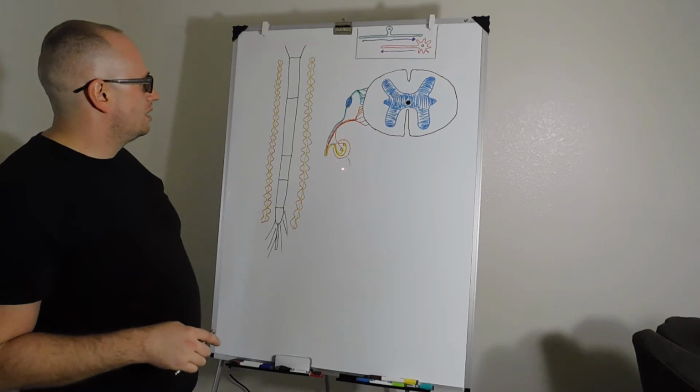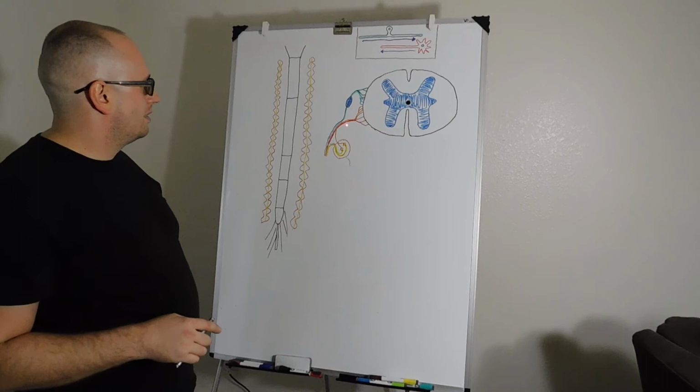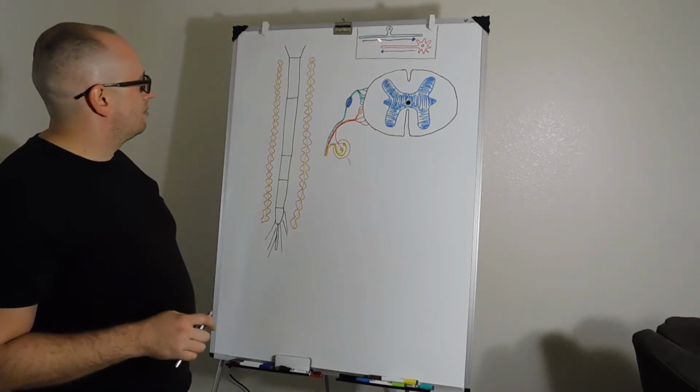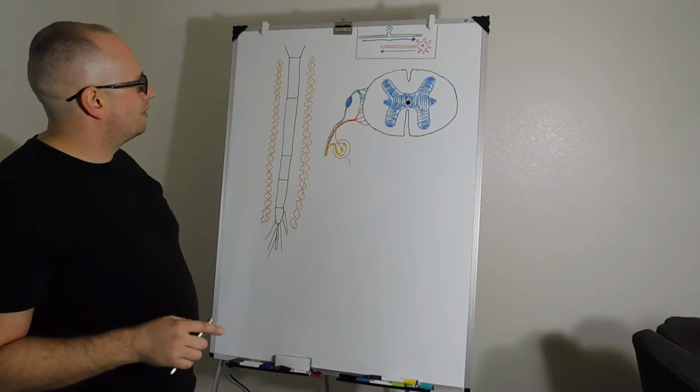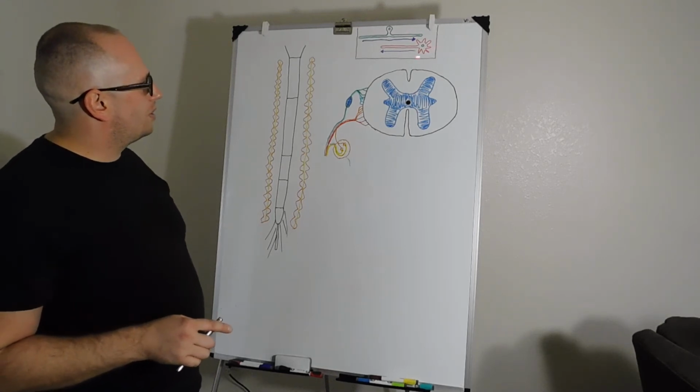This is the sympathetic chain ganglion, efferent, afferent, unipolar, multipolar.